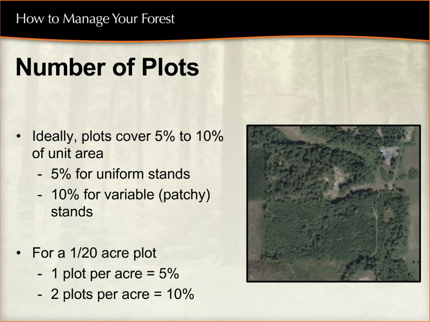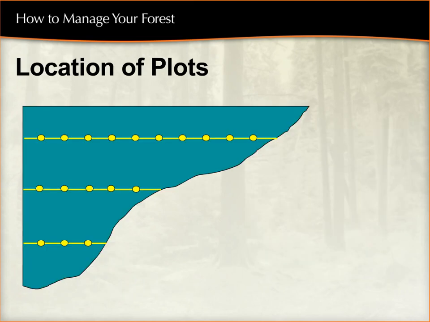When we're doing a 20th acre plot, 1 plot per acre is going to give us that 5% sample, and 2 plots per acre is going to give us that 10% sample. That's going to change based on the size of our plot. Once we've determined the size of each plot and the number of plots we want to put out in a management area, we need to set about locating those plots on the ground.